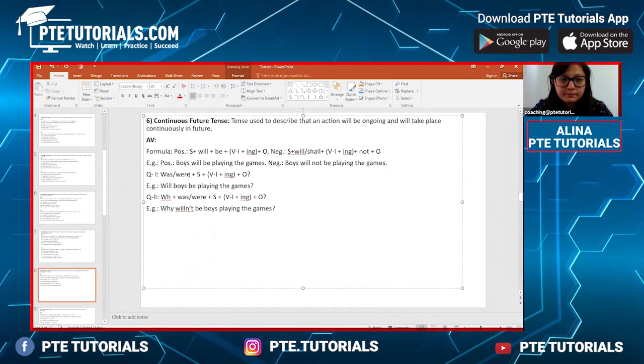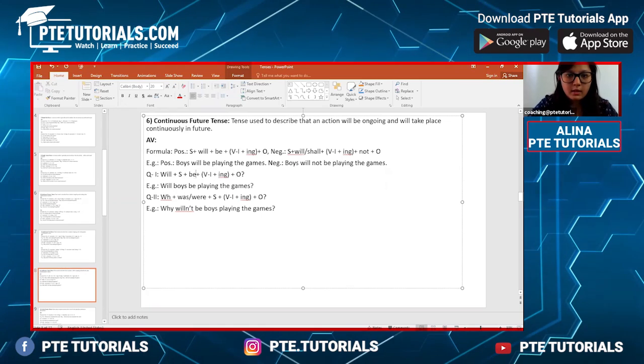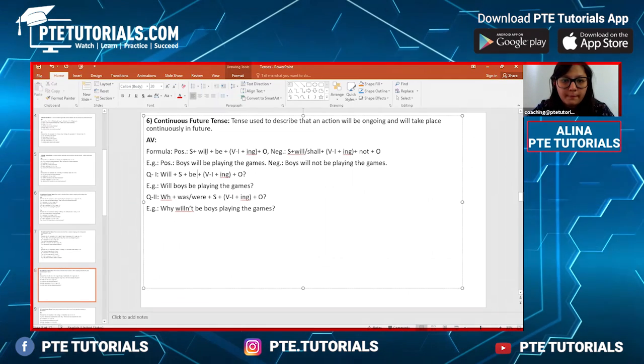What I simply did is, for question 1, I put will plus subject plus be and verb plus ing plus object. So in the formula, I just took will and shifted it before the subject. For question 2, before this question 1 format, will plus subject plus be plus verb plus ing, I'll be putting wh. So wh plus will plus subject plus be plus verb plus ing. Fine.